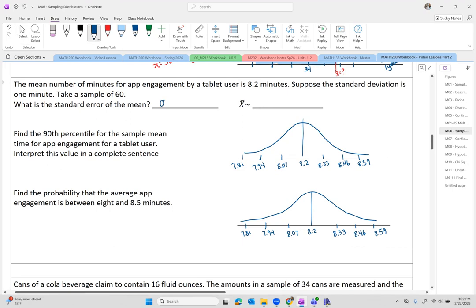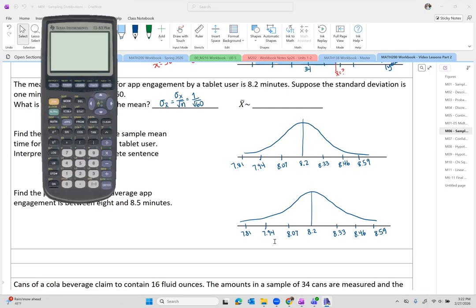The standard error is the standard deviation of the sample means, and that is equal to the standard deviation of your variable divided by the square root of n. The standard deviation for the variable, which is the length of app engagement by a tablet user measured in minutes, is 1. The size of the sample is 60, so 1 divided by the square root of 60. In my calculator, I will do this math. 1 divided by the square root of 60.